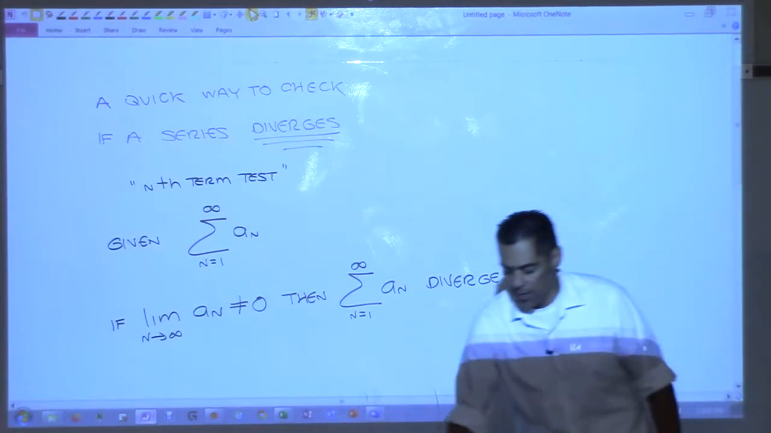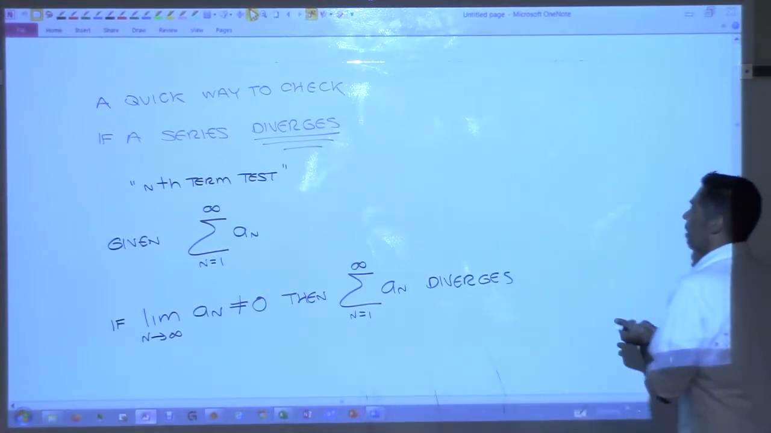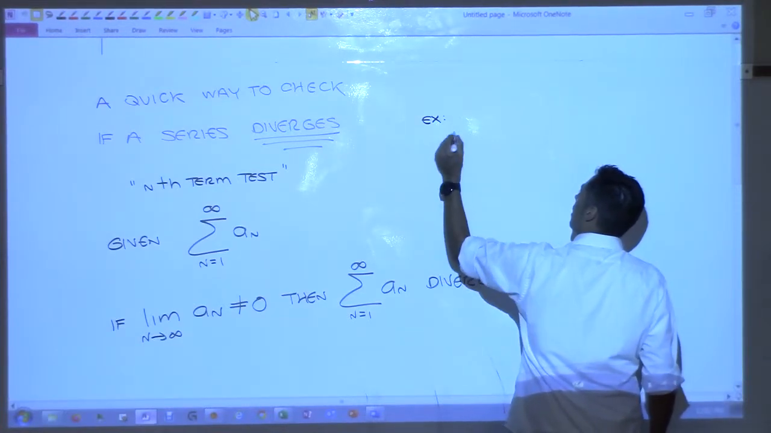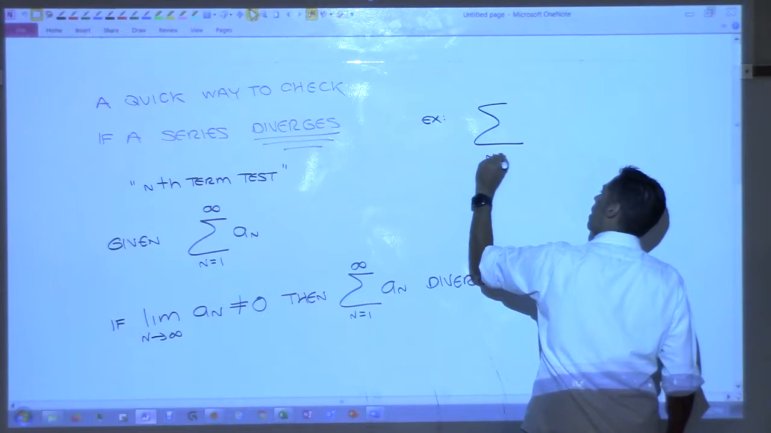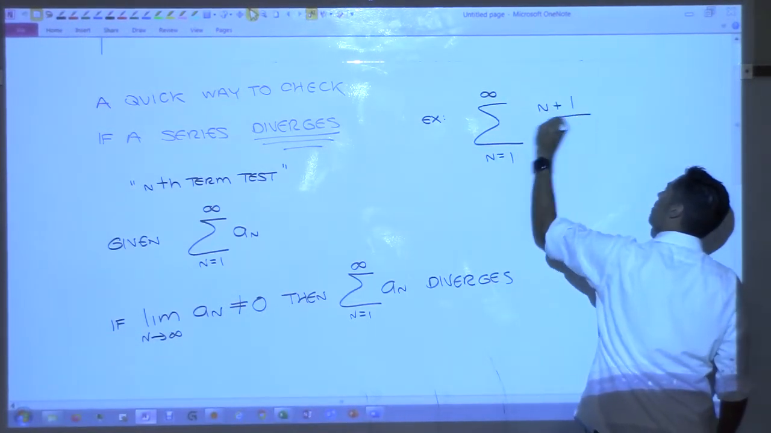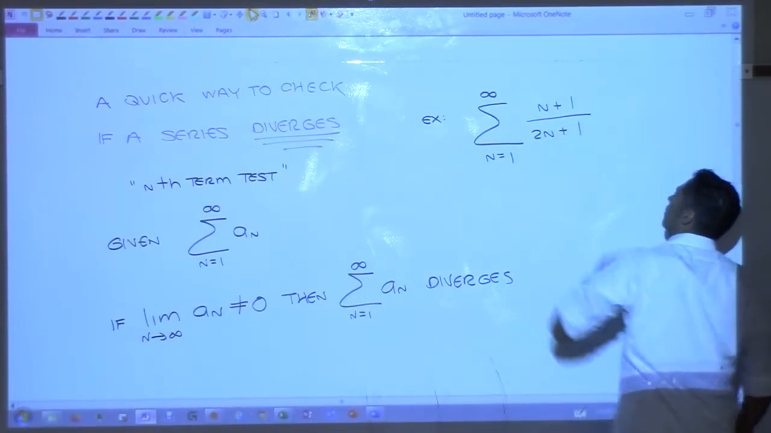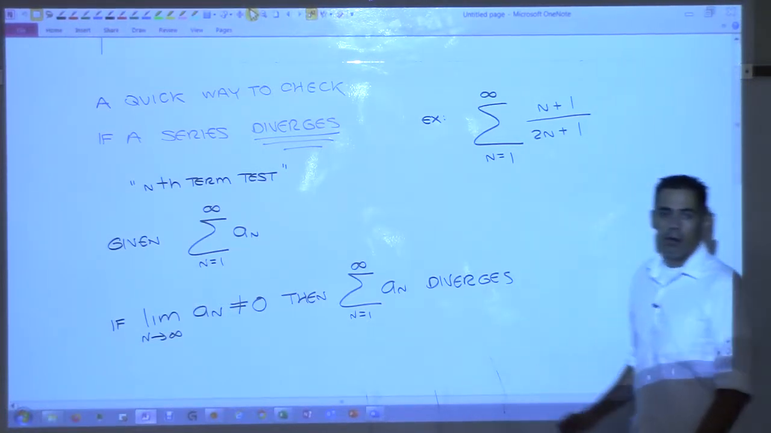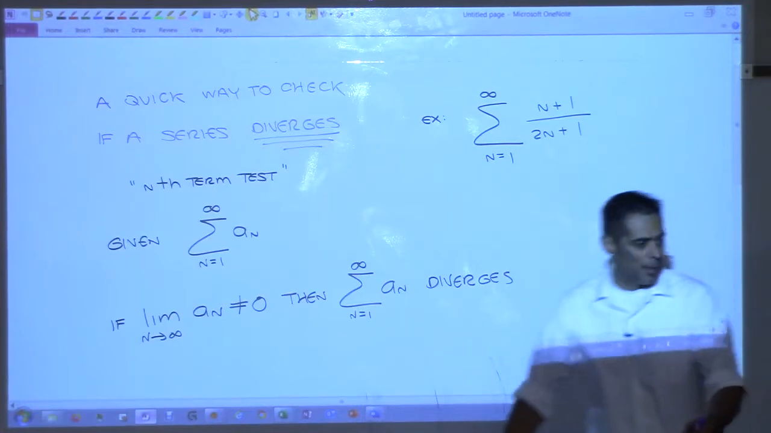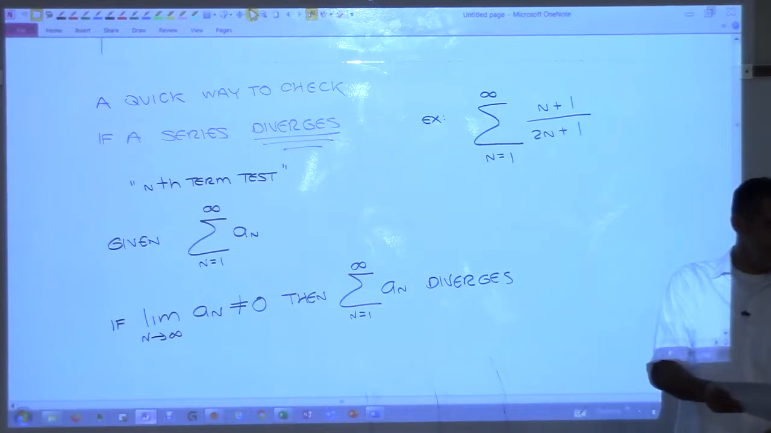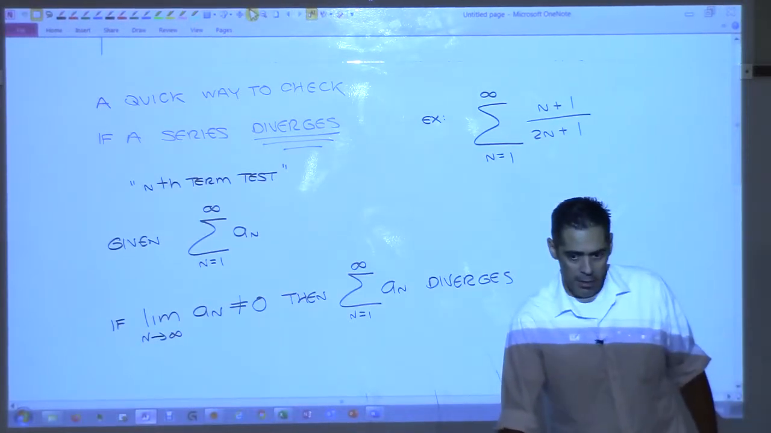So let's see this as an example. As an example, let's look at this series. Sum n equals 1 to infinity of n plus 1 over 2n plus 1. I put a couple of copies. I didn't bring enough. This is off the website. Oh, good. So if you have those printed out, they're there. Okay.